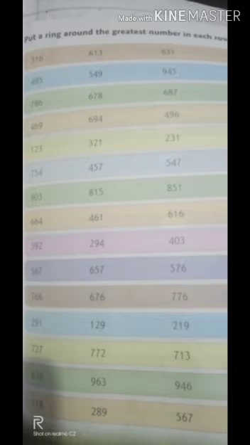Go to the next part, page number 41. This is the question related to the greatest number. You know what is the greatest number? Yes, the number which has the highest value is called the greatest number. So see the first row: 316 written, 613 written, 631, then 361, 711. You are seeing that among these numbers 711 is the greatest number. So you encircle this number.